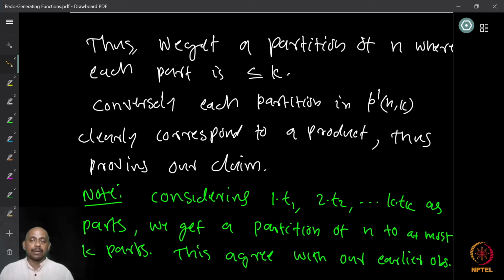So therefore, we get a partition of n into at most k parts, and this agrees with our earlier observation that the number of ways of partitioning the integer n into at most k parts is precisely the number of ways of partitioning n where each size is at most k.